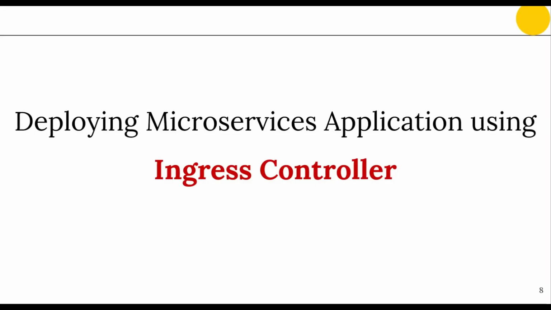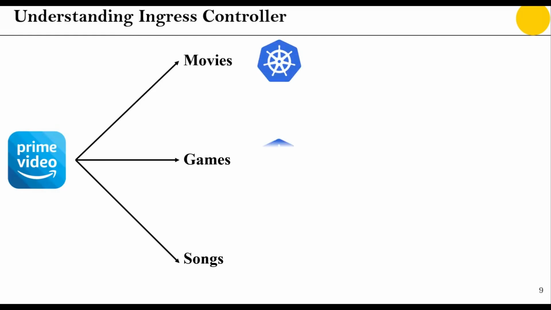So first, let us understand what is Ingress controller and how Ingress controller is going to help us. But before that, let us see a problem statement. Suppose, let's say I have an application. Now for this application, let's say I have three services such as movie service, games service, and the songs service. Now, I want to deploy these services in the Kubernetes cluster.